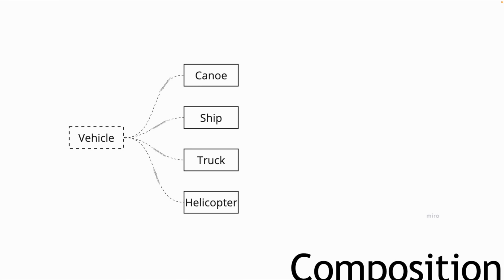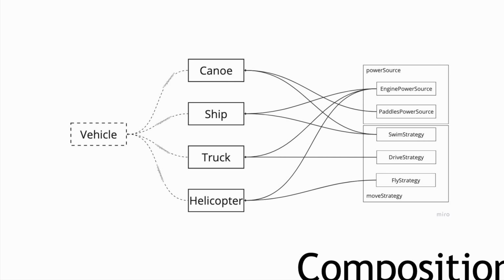Composition is the alternative for extending. It is the way of defining classes out of the smaller blocks. Library contains books, bus contains passengers, and so on. In our case, we will still have the actor classes, but now they implement the vehicle interface and consist of the fields, depending on the specification of each class. Each one will have different values for power source and move strategy field.